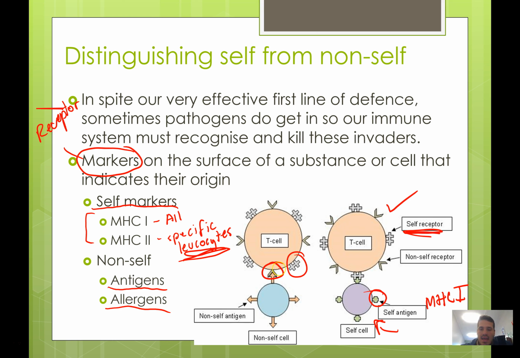On the other hand, this T cell is going to have other MHC2 markers that recognize non-self. So if we have a non-self antigen, for example a bacteria or something, that bacteria is going to attach itself to the MHC2 marker, and the T cell is going to say, nah, I'm going to attack this cell.